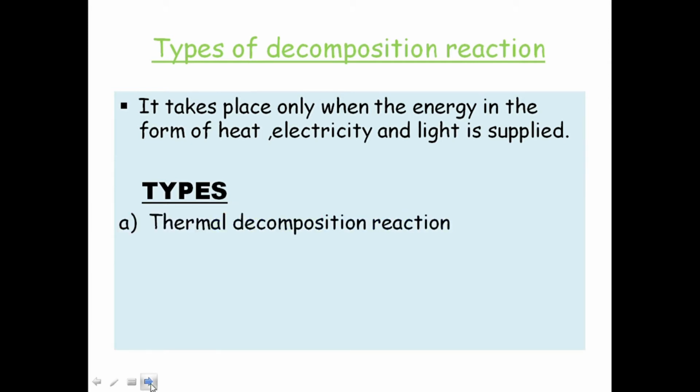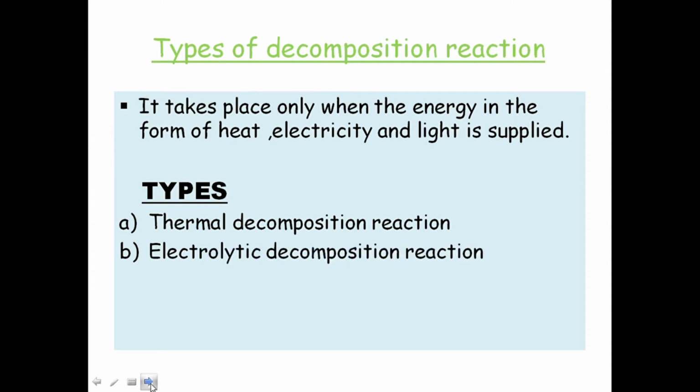If the energy supplied to the reactant is through heat, it is called thermal decomposition reaction. The second type is electrolytic decomposition reaction, if the form of energy is electricity. The third type is photo decomposition reaction, if the form of energy is light, that is, the reaction is taking place in the presence of light. So now let's start with the first one.